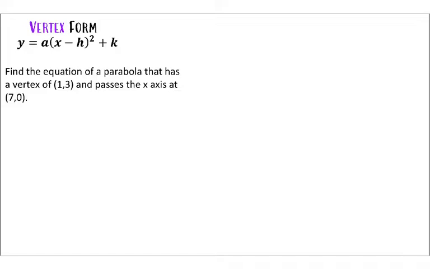The first example we have is to find the equation of a parabola that has a vertex at 1, 3, and it passes through the x-axis at 7, 0.